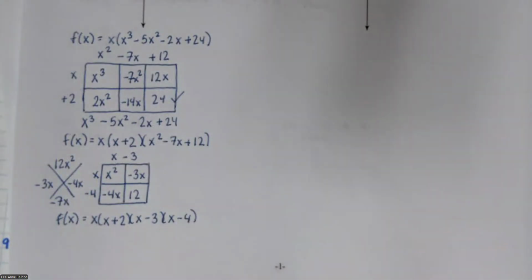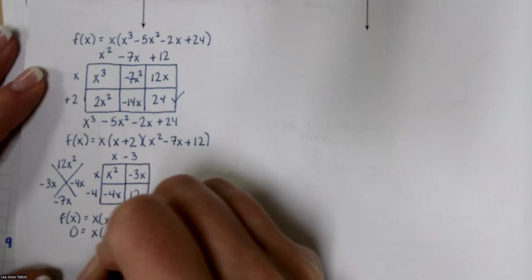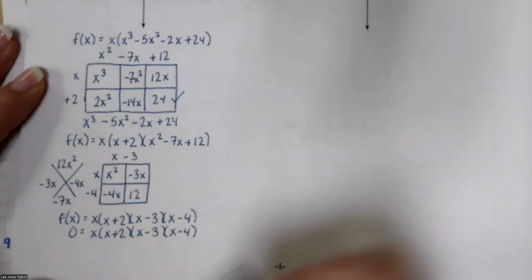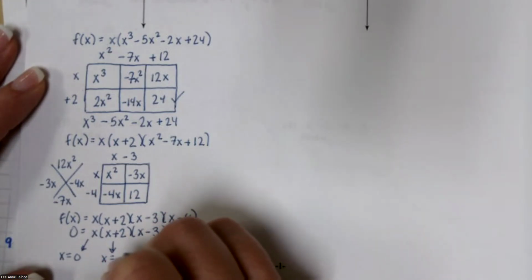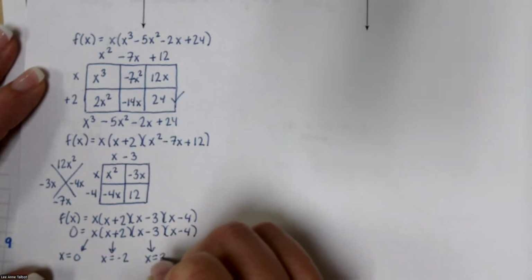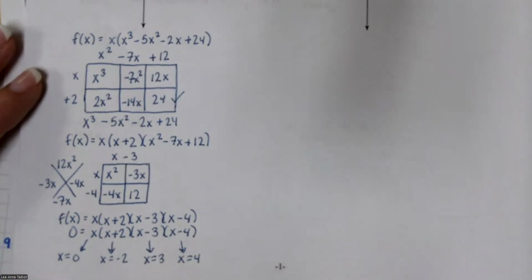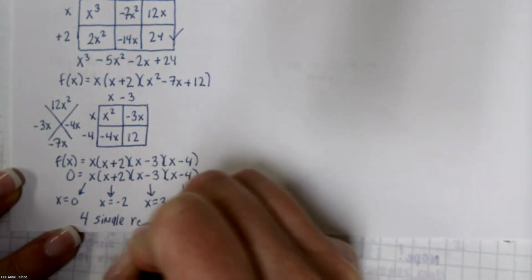Okay, well, it took a hot minute, but she's factored now. The roots are 0, -2, 3, and 4, and that's 4 single real roots.